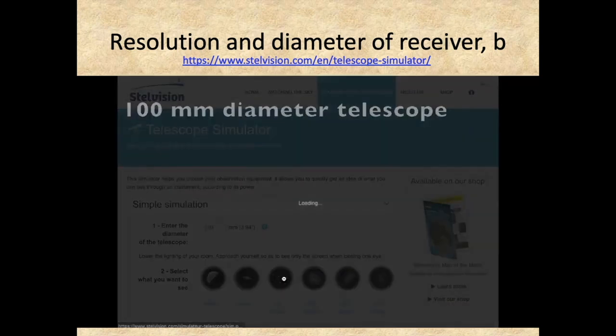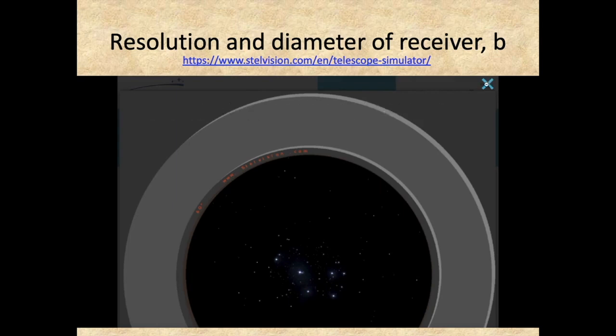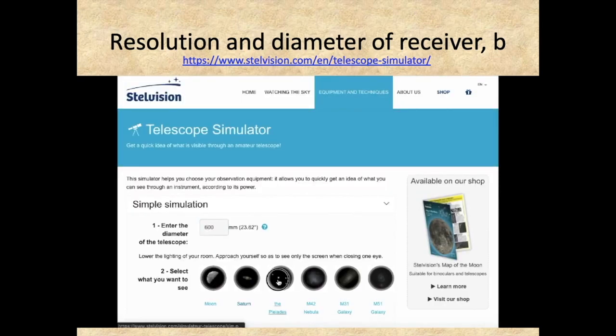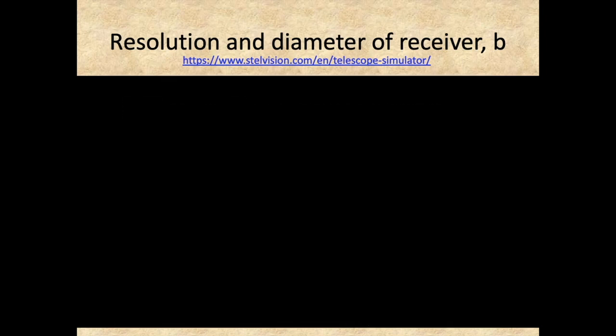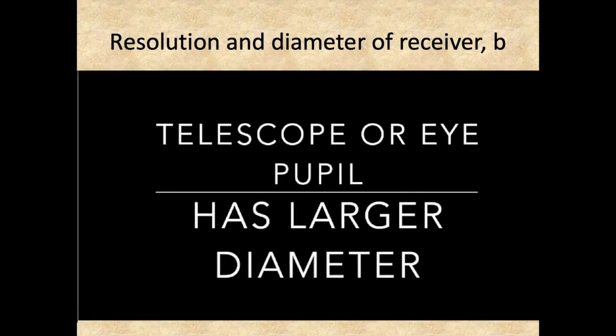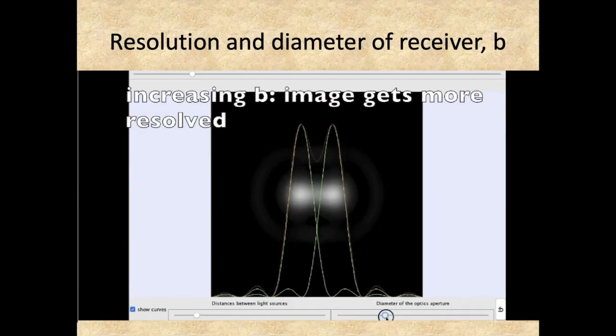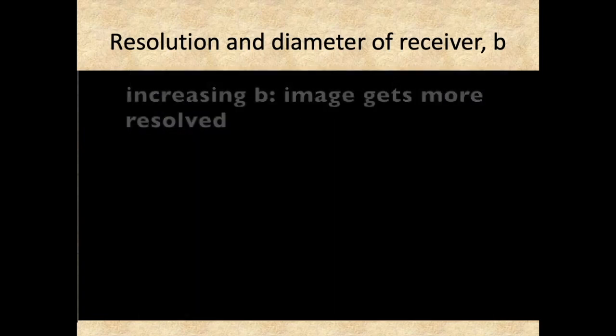With a 100-millimeter telescope, looking at a point in the sky, compare that with the same region seen with a 600-millimeter diameter telescope. As you can see, increasing the diameter of the receiver increases resolution. So when the telescope or eye pupil has a larger diameter, the image gets more resolved.